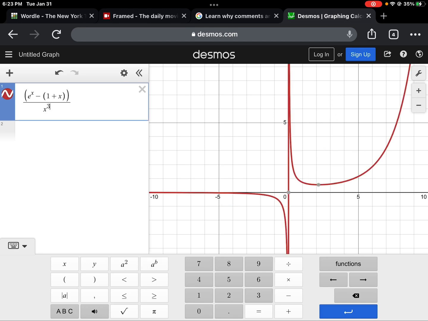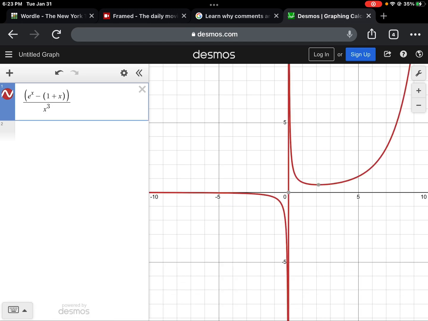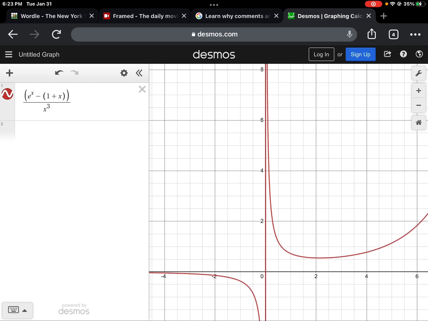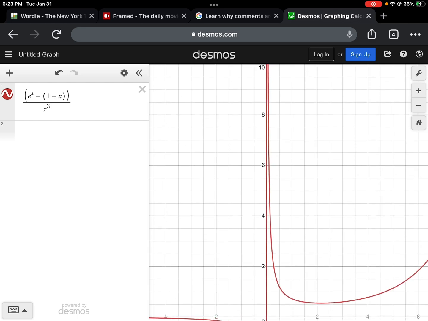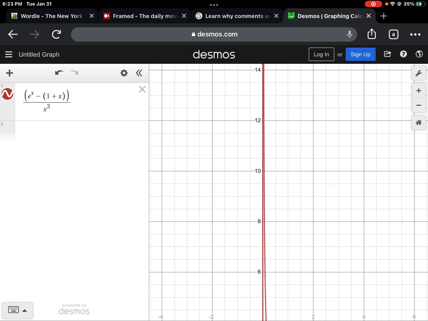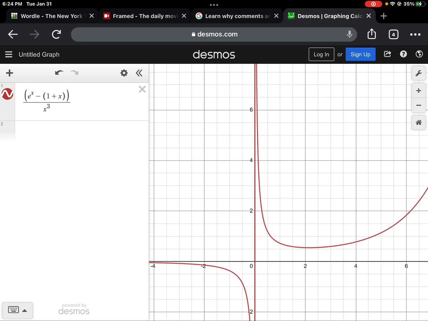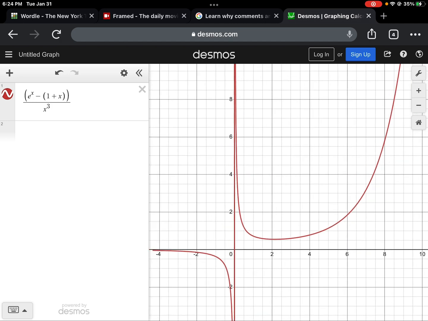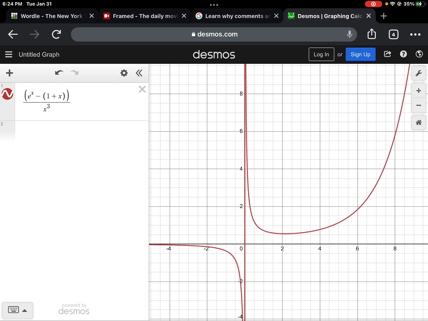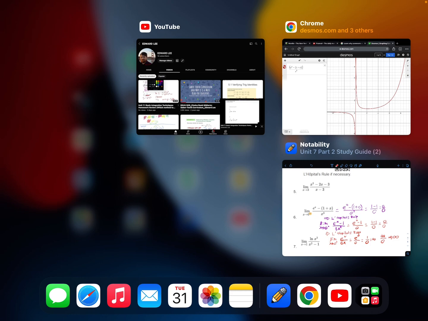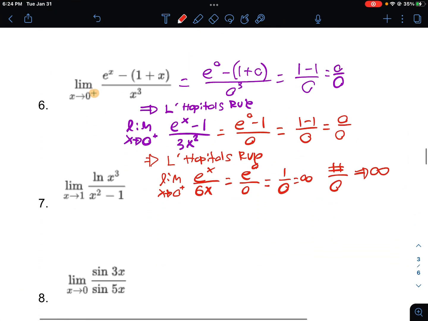Okay. And now, when we're looking at this, we're looking at it from the right. And if you guys notice, as we're coming from the right, this is approaching positive infinity. Our function's just going to increase without bounds. And so if you come from the right-hand side of the graph, you guys will see that it goes towards infinity as well. All right, that's that. Okay, let's do another one.